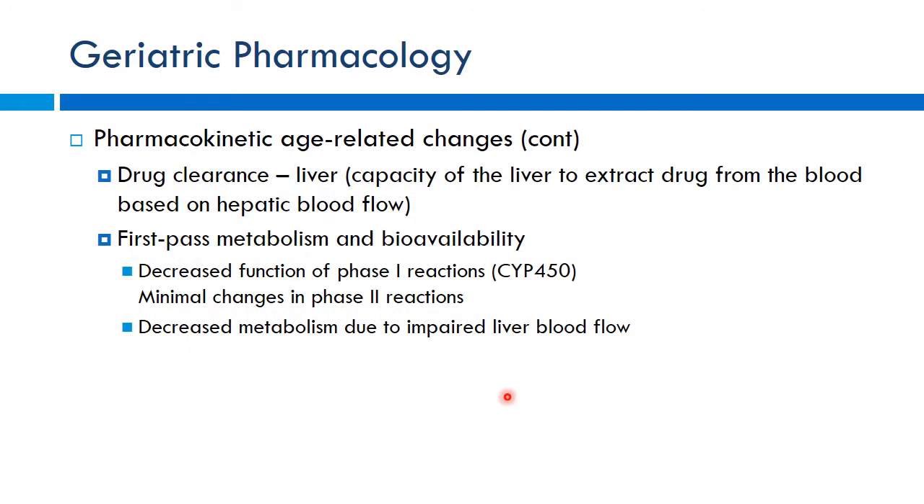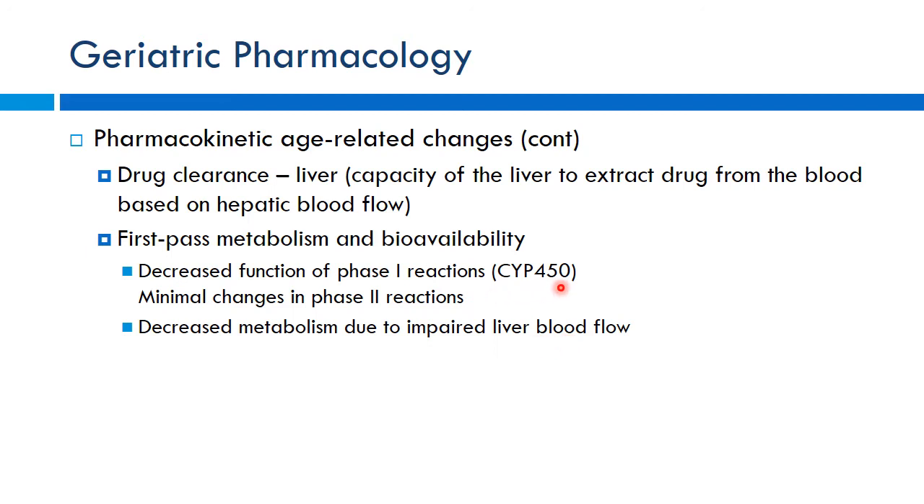Looking at drug clearance within the liver, I mentioned that as blood flow diminishes, you're going to have less delivery of drug to the liver to be metabolized. That can be a problem. But as far as first pass metabolism and bioavailability go, you may have some decreased function of phase 1 reactions like CYP450, and you really should have minimal changes in phase 2 reactions. So not a whole lot of change there. The major factor for decreasing metabolism is going to be impaired liver blood flow. Less blood flow, less metabolism of the drug.